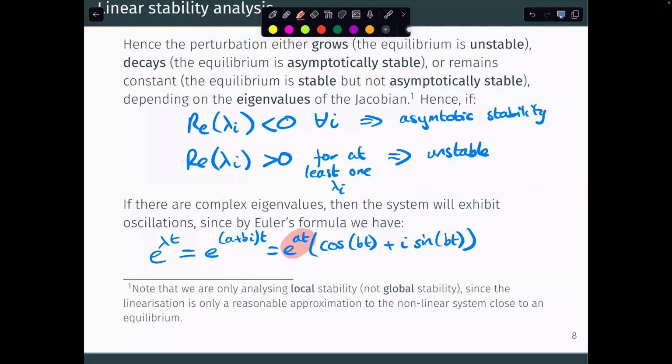Okay, so if the real part of these eigenvalues is negative, these decay away, that's fine. And if it's zero, then we end up with this situation where you have some constant motion. Those oscillations are neither growing nor decaying.